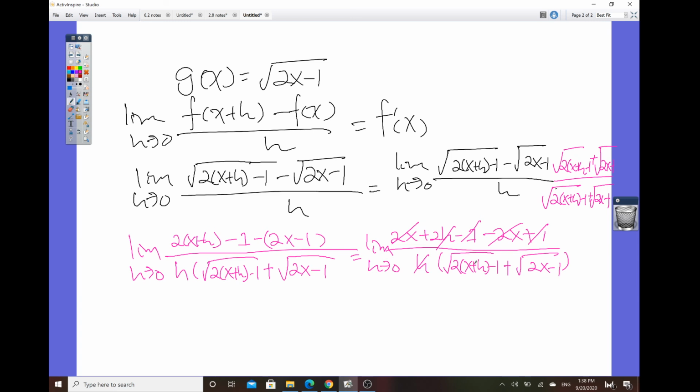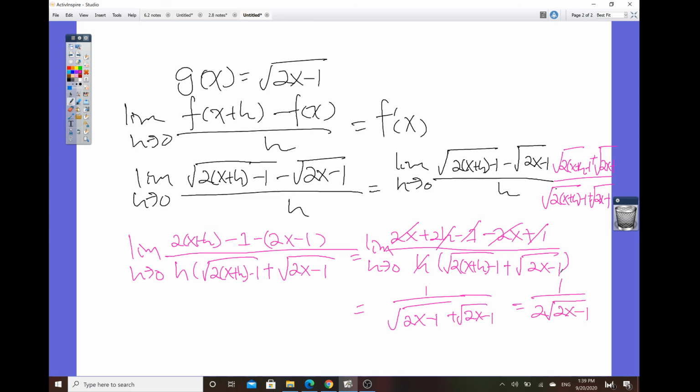And again, there are no more restrictions, so what we can do is just plug in h. So we got h plus h. Well, this one, h goes to 0. So that means we do have 2 over square root of 2x minus 1 plus square root of 2x minus 1. Same terms, combine them, so we do have 1 over square root of 2x minus 1.